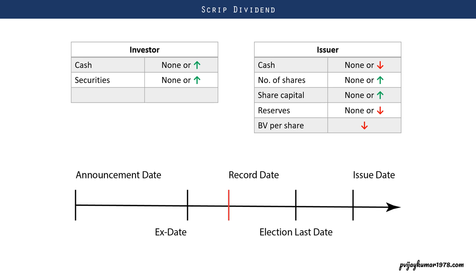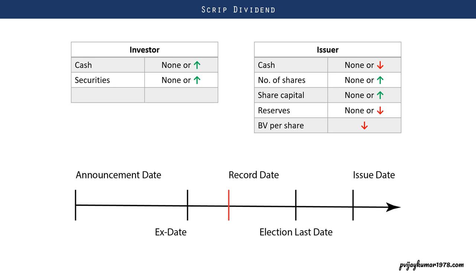The announcement date, record date, and X date are as discussed under the dividend section earlier. The election date here refers to the time by which the shareholders will have to choose whether they want to receive cash dividend or bonus shares. If they do not choose anything, then the default option will be selected by the company.